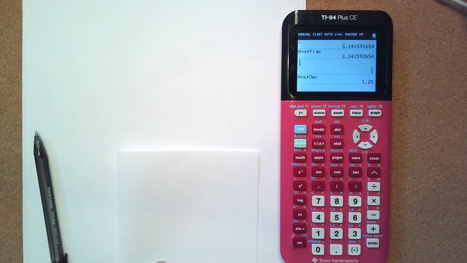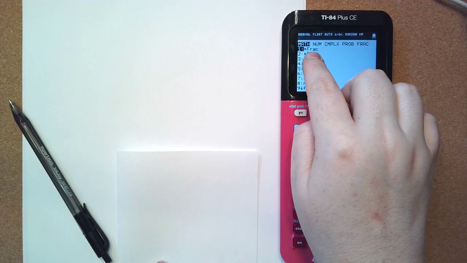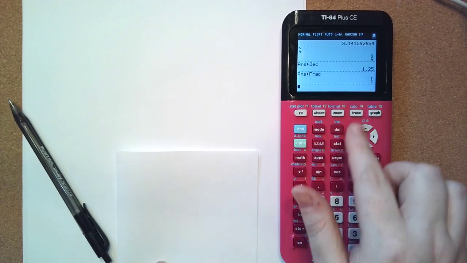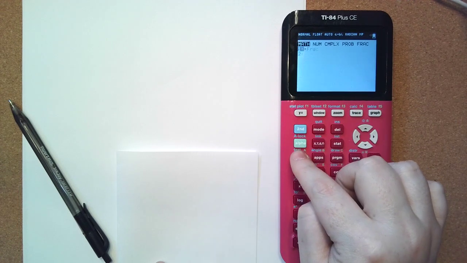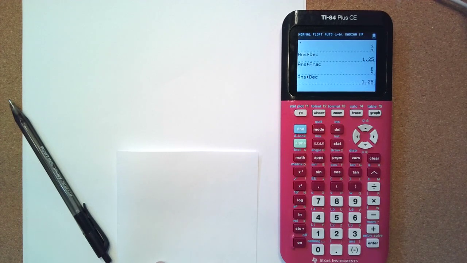So I can turn numbers into fractions by pressing math, enter on fraction, and I can turn a fraction back into a decimal by pressing math and go enter on decimal and press enter on that. So that's how we can go between fractions and decimals for rational numbers in a TI calculator.